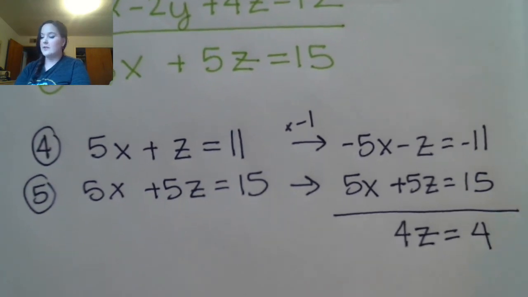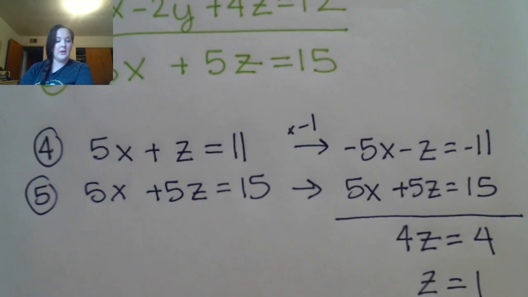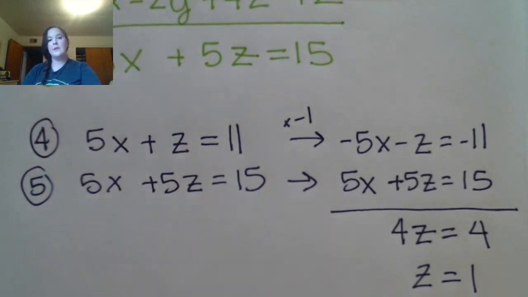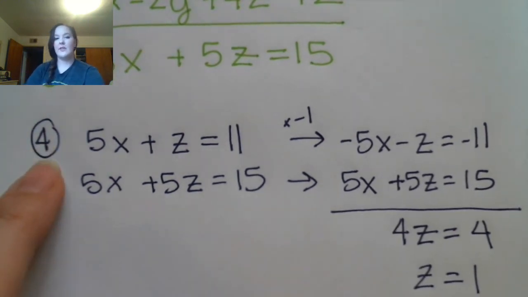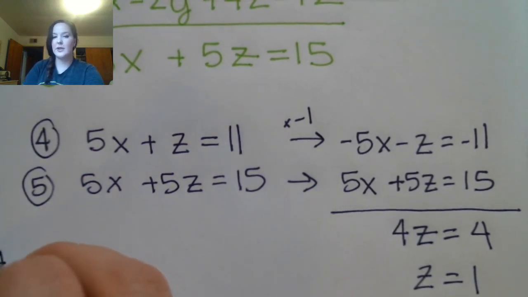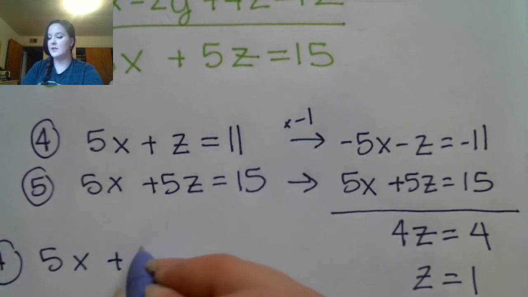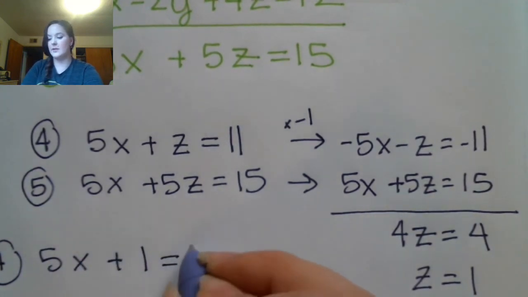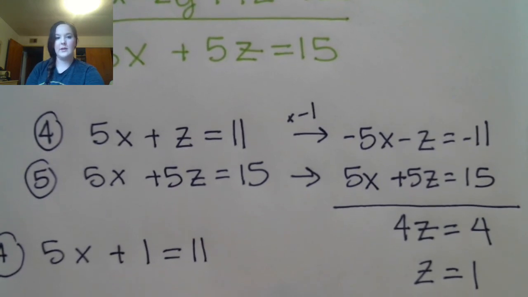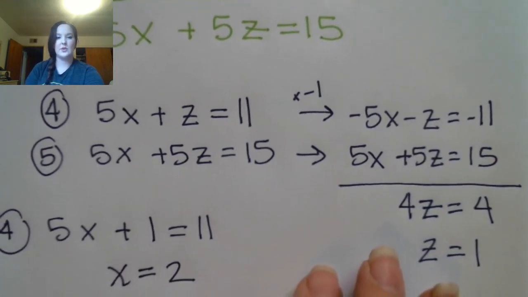So this lets me get the value for z, where z is 1. Now I'm going to plug this into either one of these two equations to get the value for x. So if I plug into equation 4, I would have 5x plus z equals 11. So when I subtract 1 from both sides and then divide by 5, I would get that x is 2.